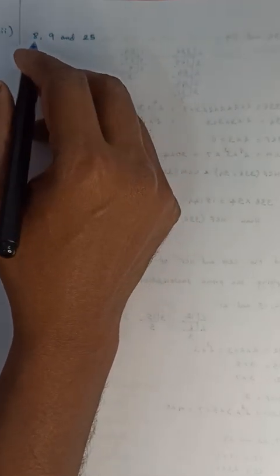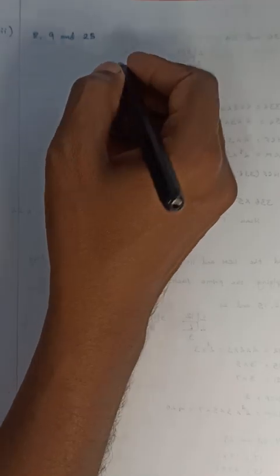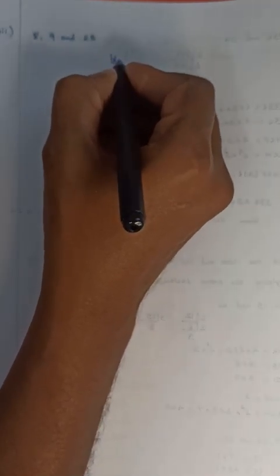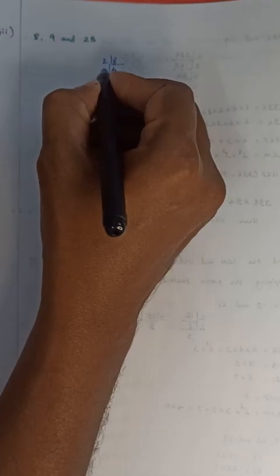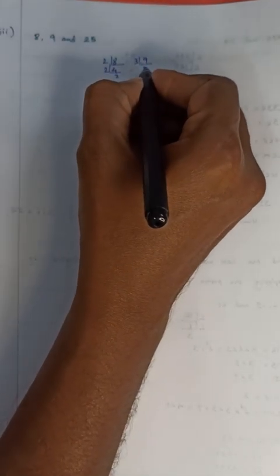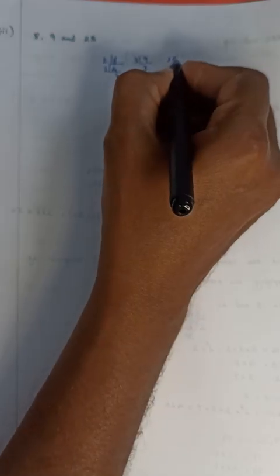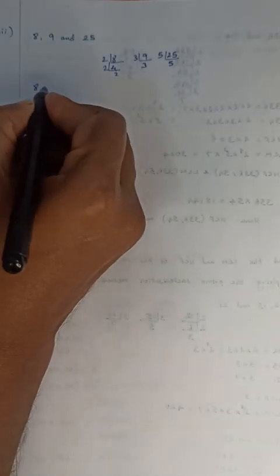Third subdivision, the given numbers are 8, 9 and 25. So 8 will be divisible by 2, we get 4 times 2, 2. Again 9 is divisible by 3. 25, we get 5, 5.